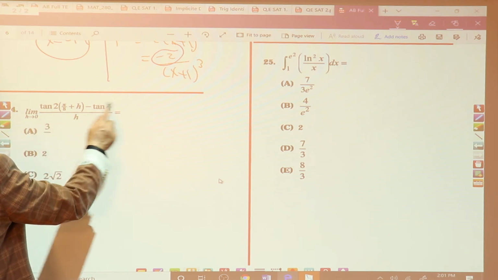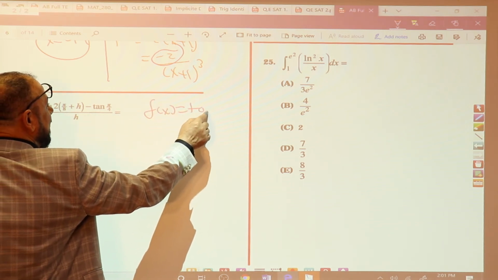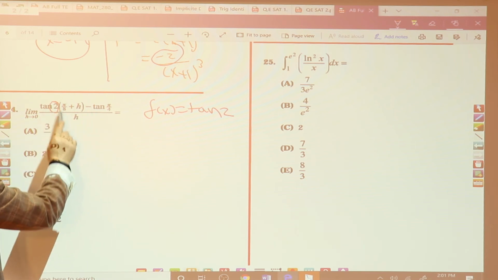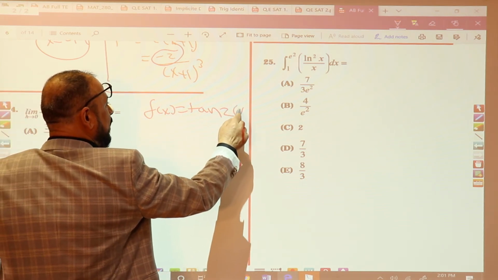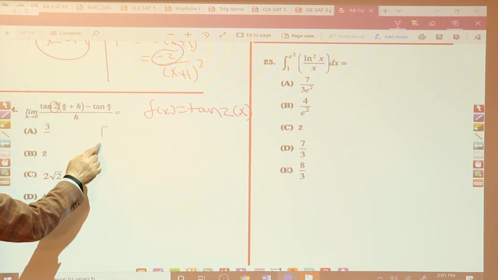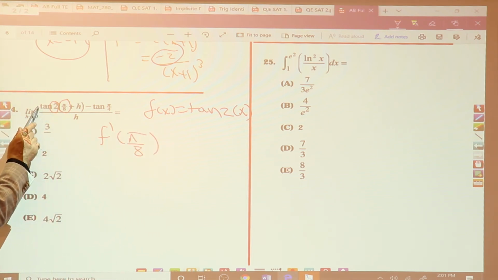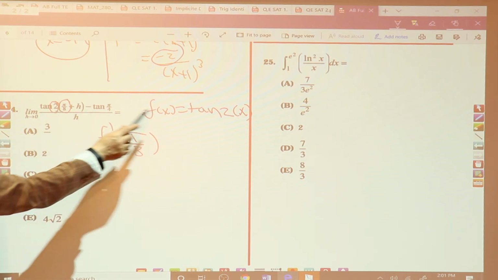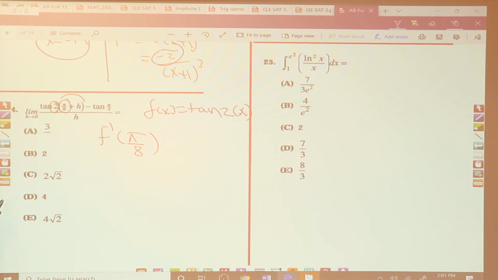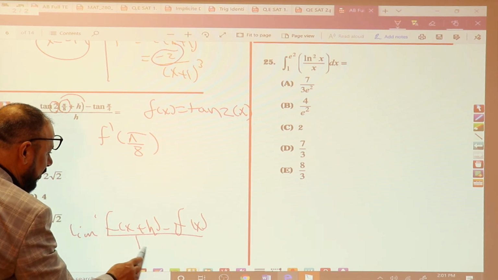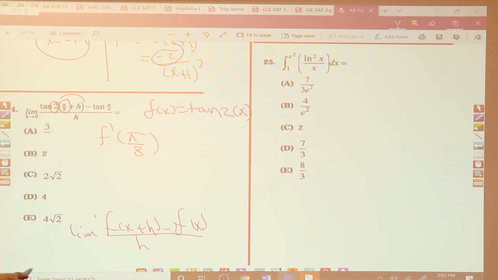Yeah, this means he wants, look here, this is my function f of x equals tan 2x, and all this x, because he replaced it by pi over 8. And he wants me to find f prime of pi over 8. Always focus, look here, how I took my function f of x, this is the tan, this is the number 2, all this x. If you remember the formula, limit of f of x plus h minus f of x over h, as h goes to 0. That's the rule. Then find the derivative.